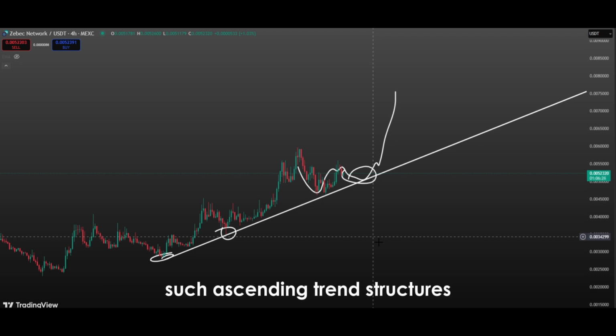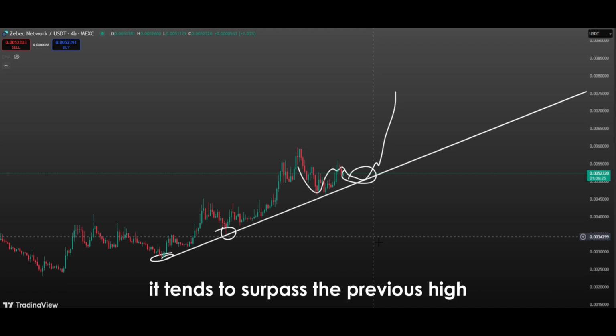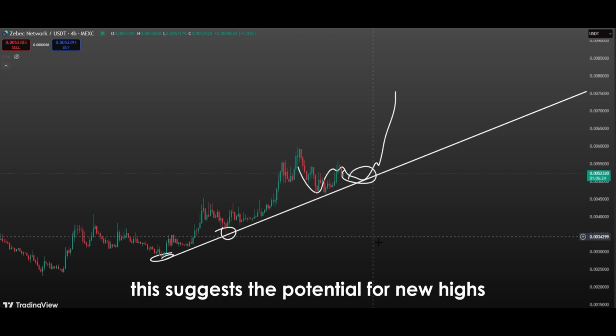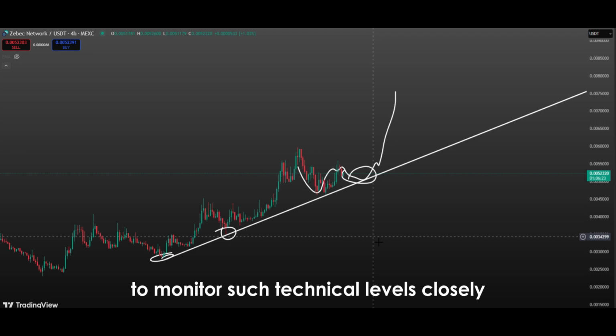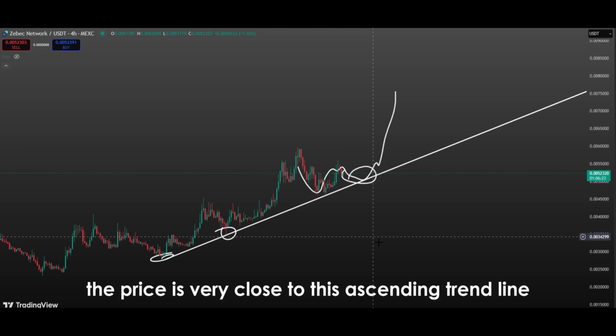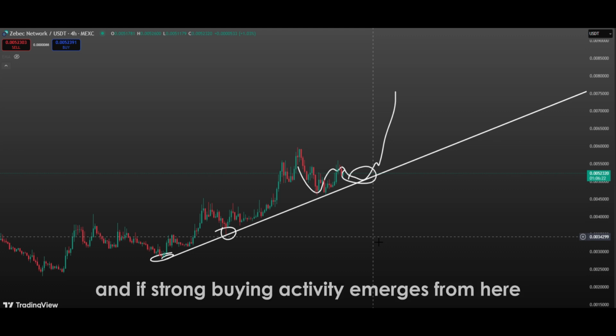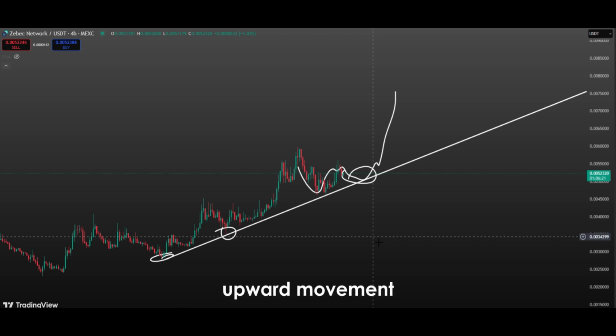Moreover, such ascending trend structures often precede the next major move. That's because each time price bounces from this line, it tends to surpass the previous high. This suggests the potential for new highs and higher price levels. Therefore, it is strategically important for investors to monitor such technical levels closely. At present, the price is very close to this ascending trend line, and if strong buying activity emerges from here, it could trigger both a short-term and medium-term upward movement.